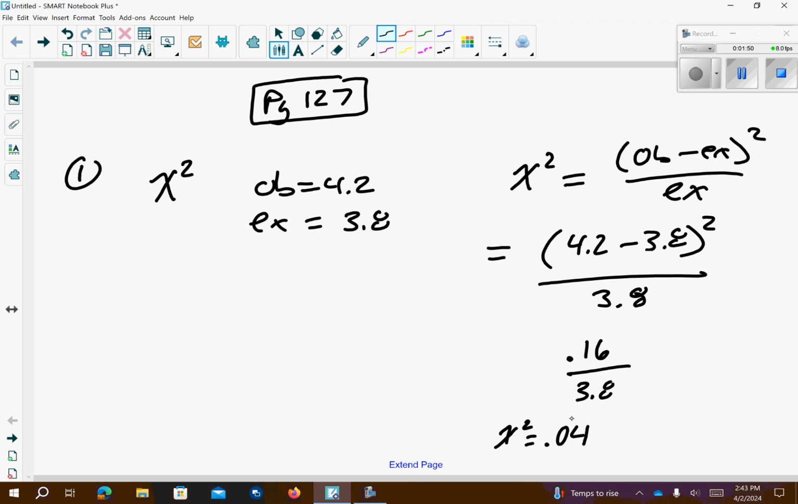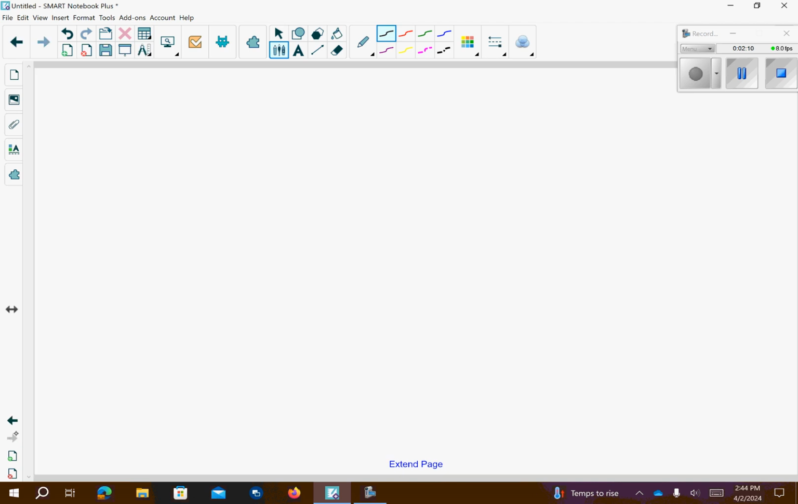Okay, what does it mean that chi-squared value is 0? A chi-squared value of 0 would mean our observed and our expected values would be the same. So number 2: observed is equal to expected, so the exact same numbers.